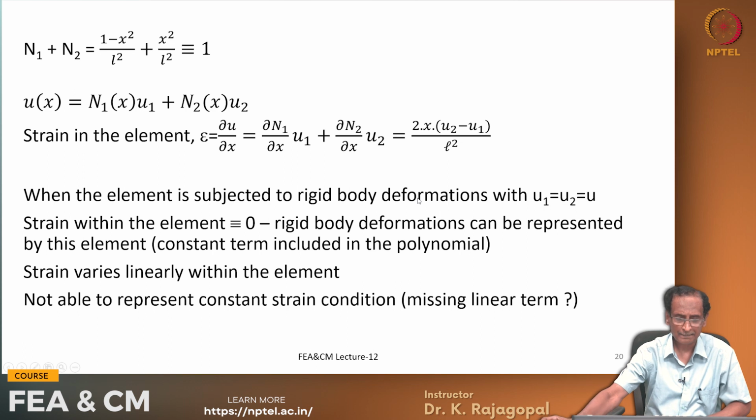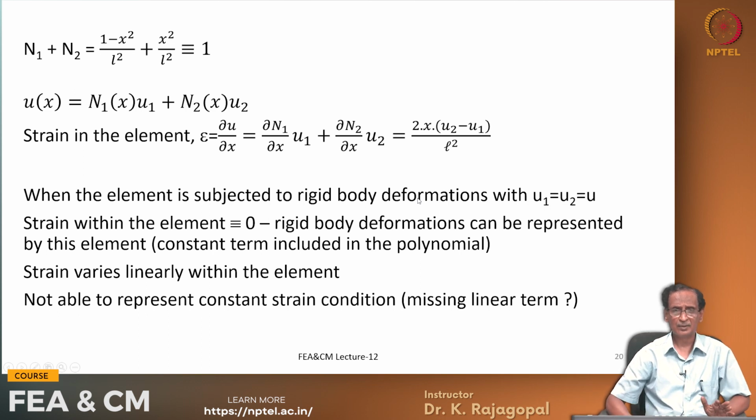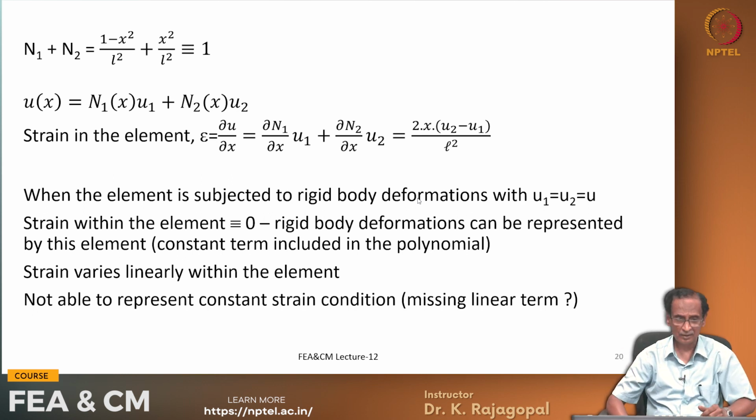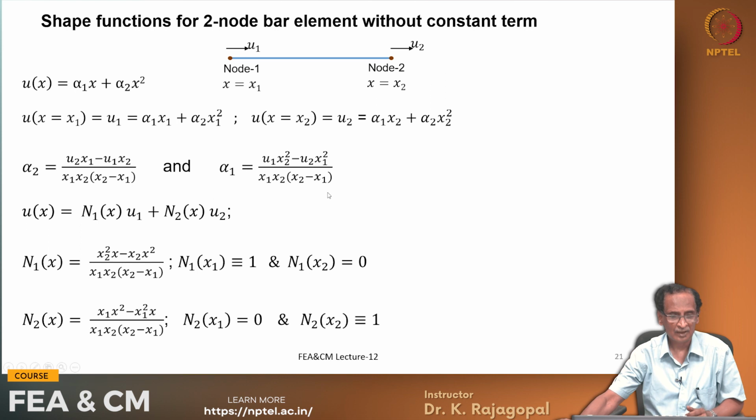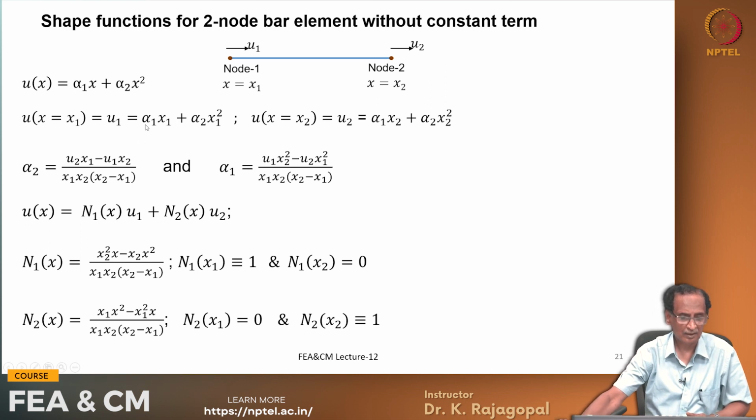So we are not able to represent the constant strain condition, because it is missing the linear term, and so this element does not satisfy the monotonic convergence requirement. If we use this element, we may not get good results, we may not get the monotonic convergence. Now let us do one more attempt, now without the constant term.